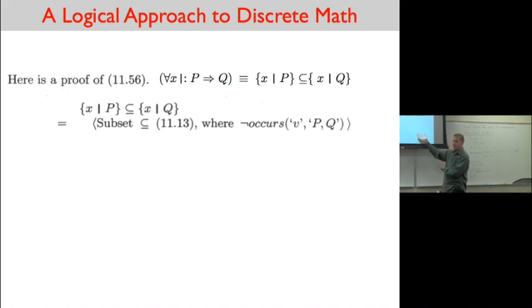You have your 11, true, you have your 11.13? So subset 11.13, where V does not occur in P and Q. So what is that? True. For all V, well, it'd be for all V. Oh, sorry, right, for all V. So for all V, all V what? Range V is an element of P. No, not an element of P.